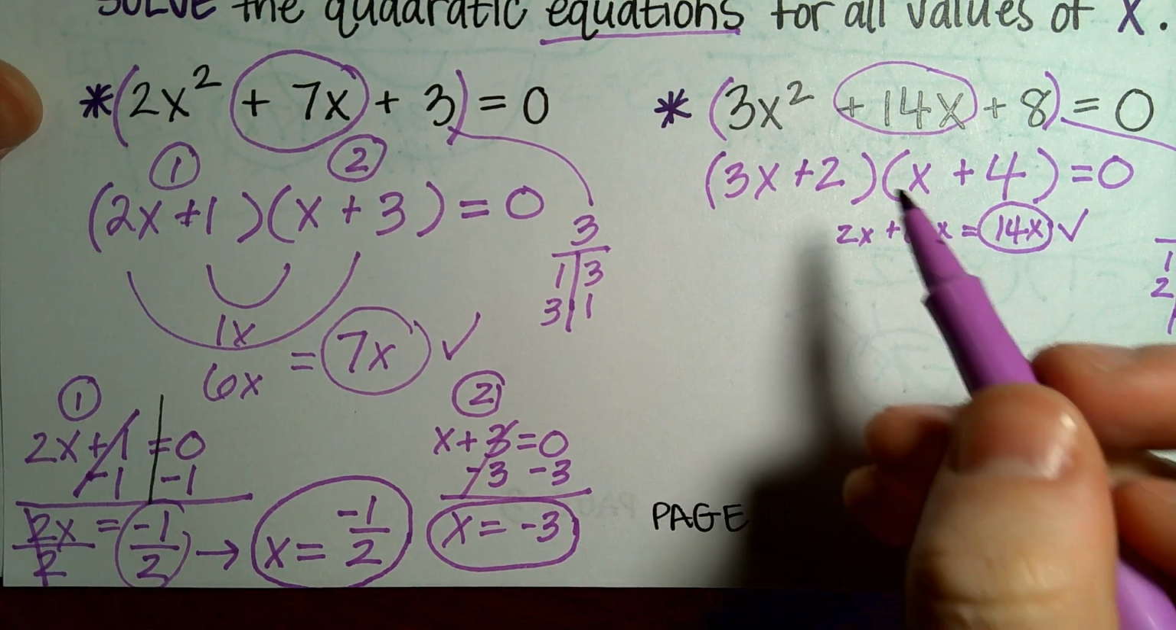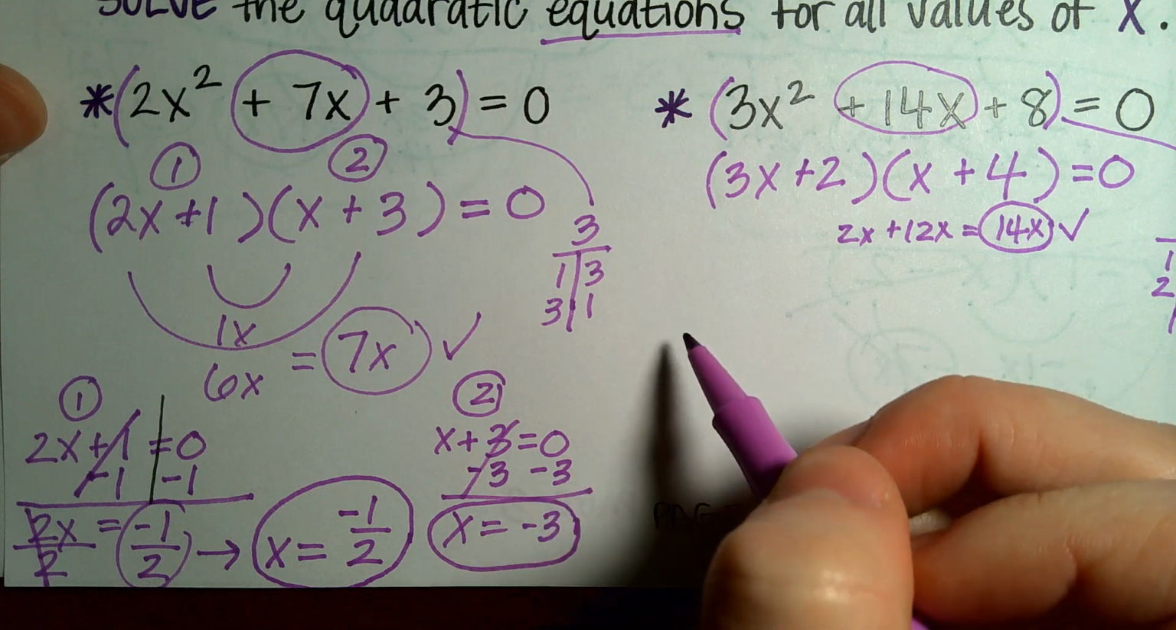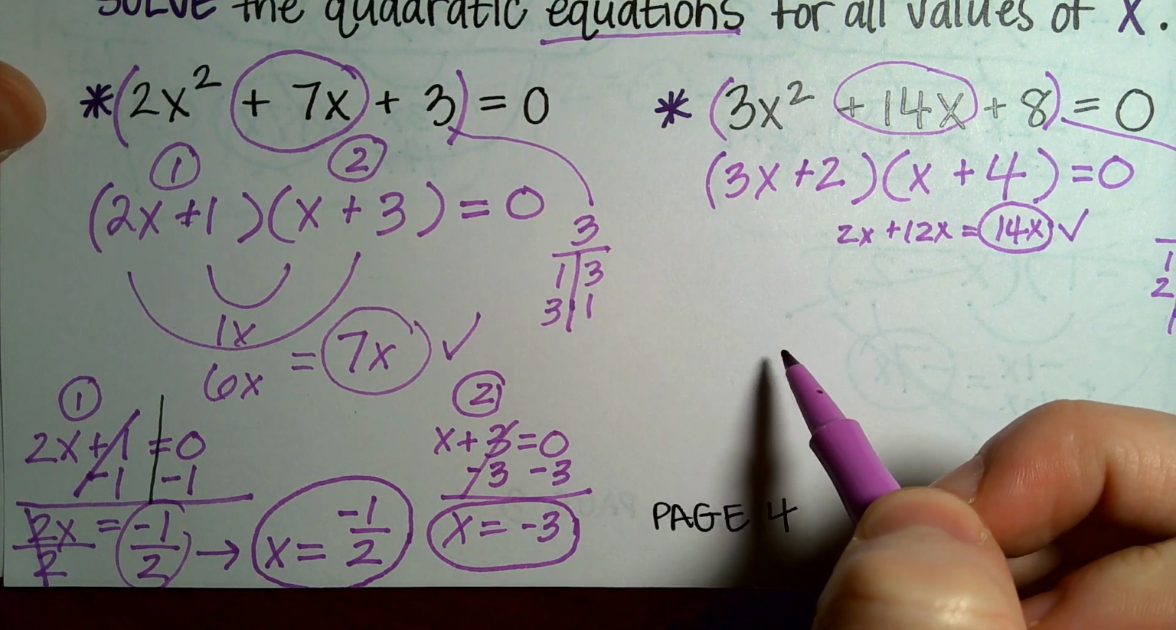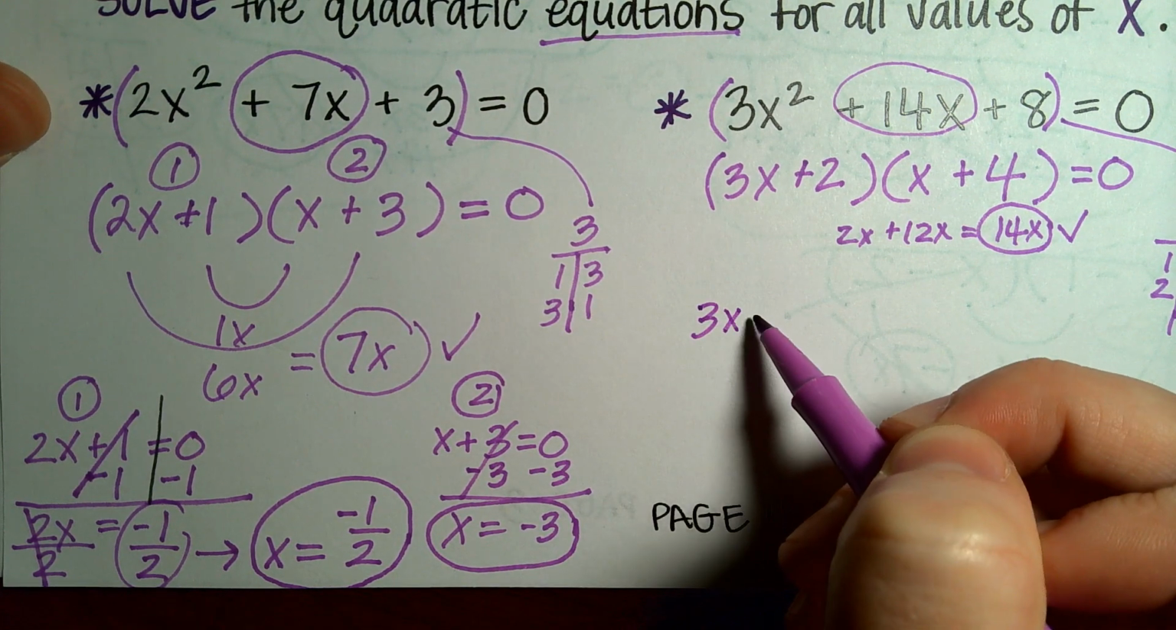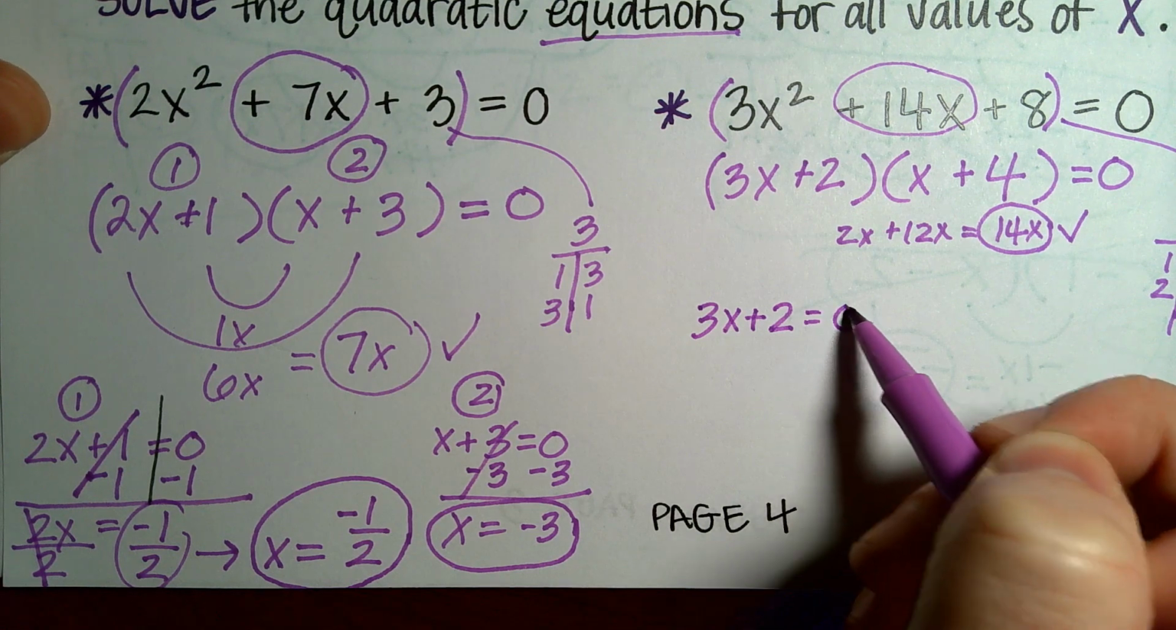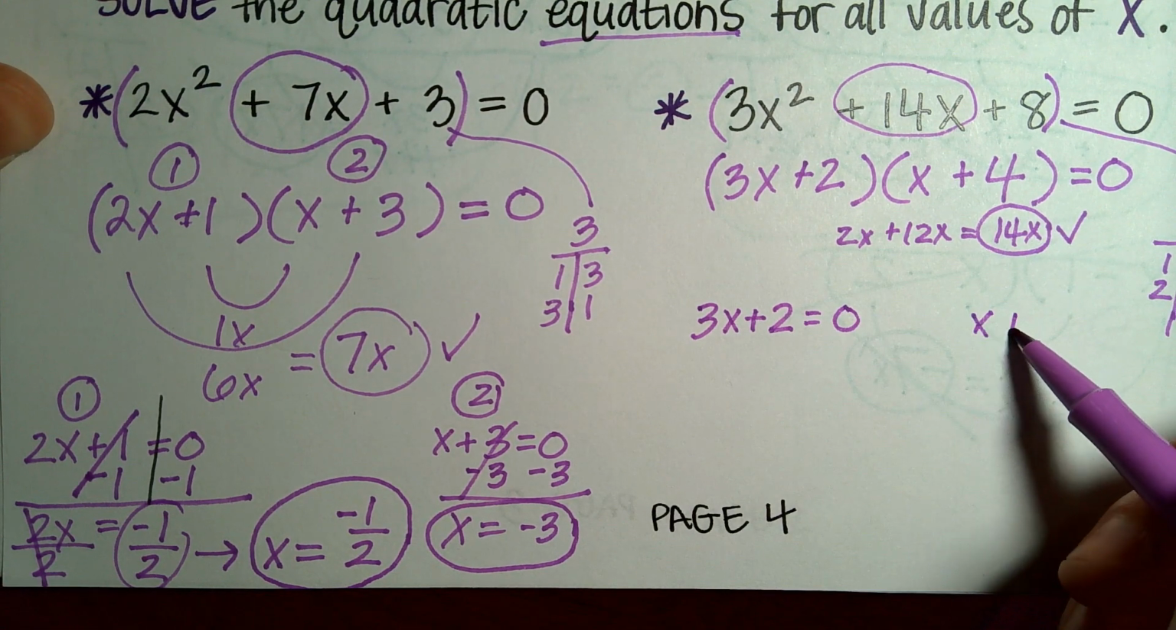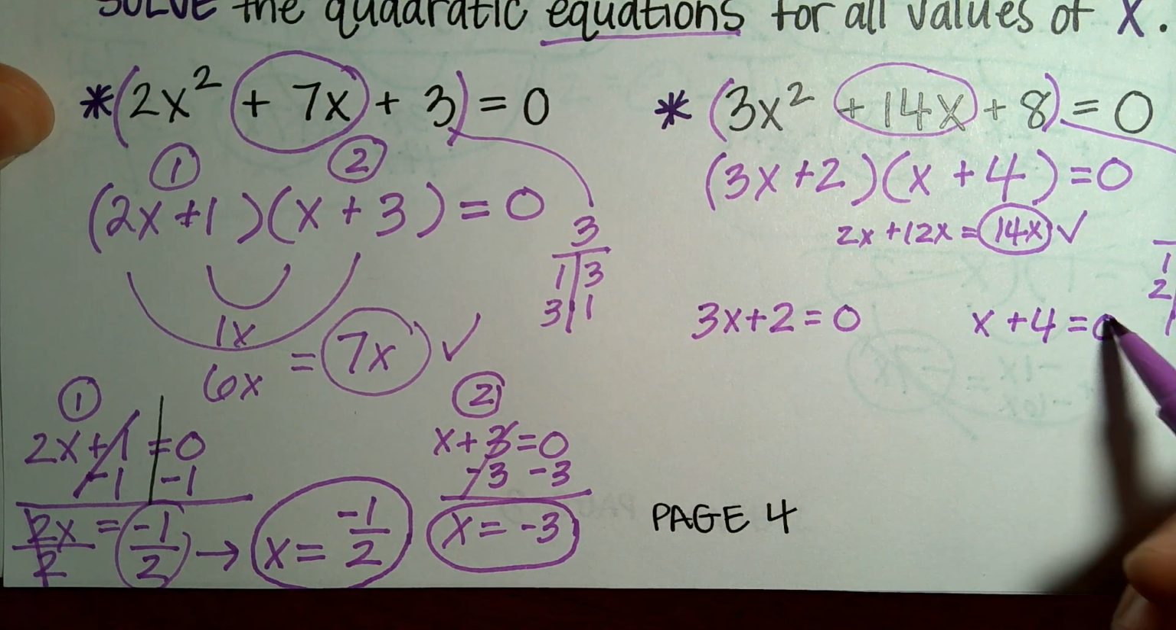You need to separate the equation. Yeah, we're gonna set these equal to 0. I've got 3x plus 2 is equal to 0. And I've got x plus 4 is equal to 0.